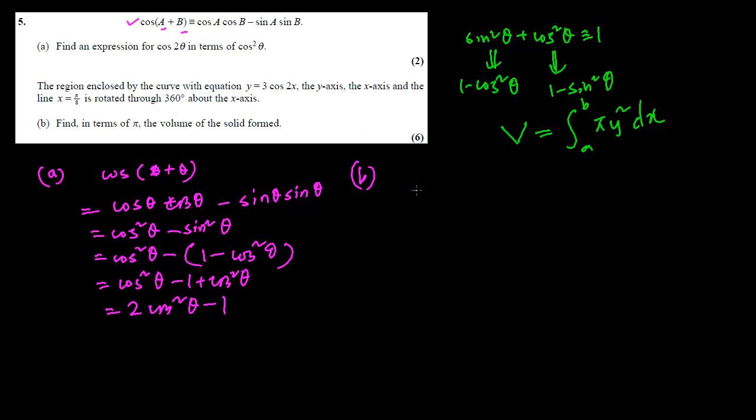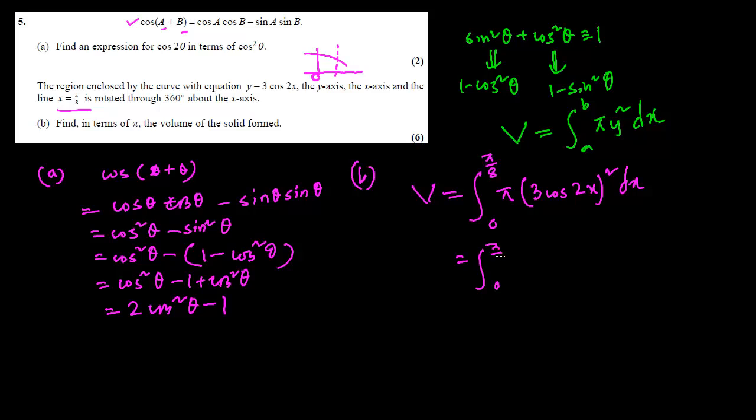So what we have to do over here, we have volume equals to, now the limit is, we have the y-axis, we have the x-axis, and we have the line x equals pi by 8. That means the limit is going to be 0. Y-axis means x equals 0, and the other value of x is pi by 8. So 0 to pi by 8. If one value of x is given and the other is the y-axis, it is going to be 0. And pi y squared, y is 3 cos 2x whole squared dx. So this is going to be 0 to pi by 8.